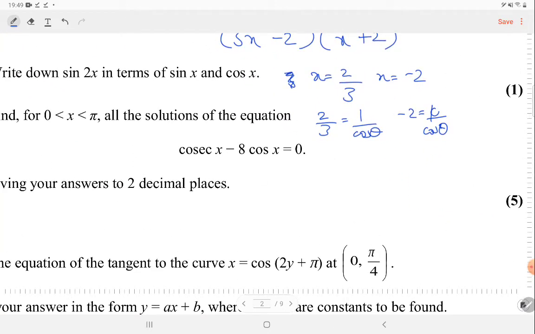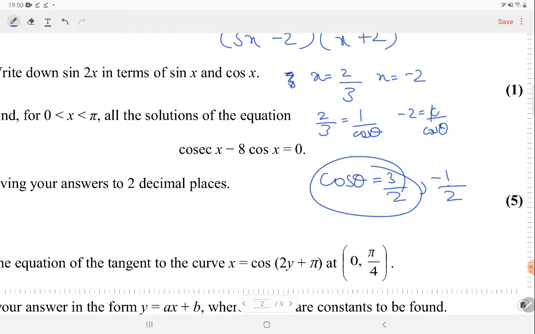In other words, you can just flip it because that's going to make your life so much easier. Cos theta is equal to 3 over 2, and it's also equal to minus a half. Now, obviously, if you plug that in, you will know that there is no solution for 3 over 2. So this one does not work at all. You can ignore that.